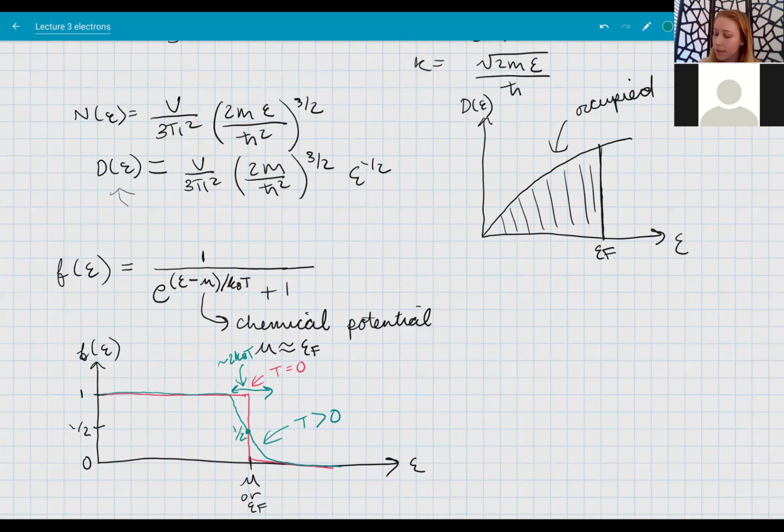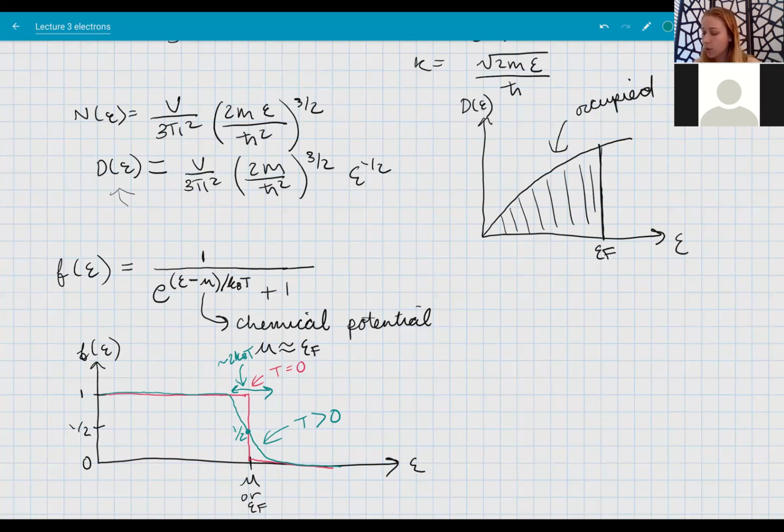And also notice that at energies that are very far from the chemical potential, it looks very much unchanged from what it's like at zero temperature. So the only changes really happen in the vicinity of the chemical potential or the Fermi energy, again, illustrating the importance of this specific energy regime.